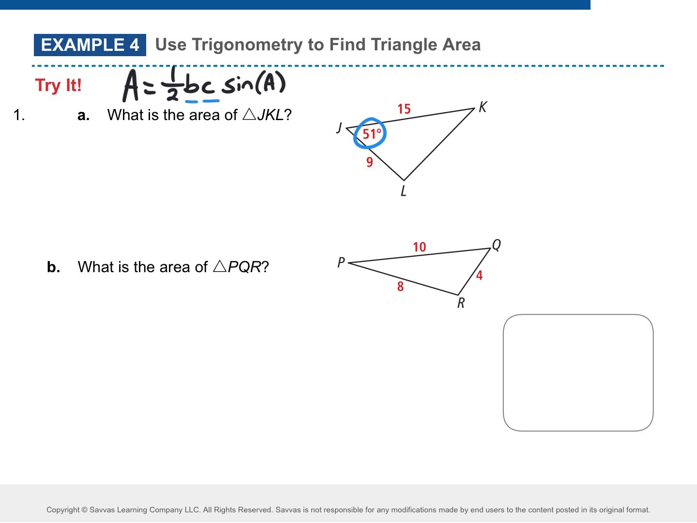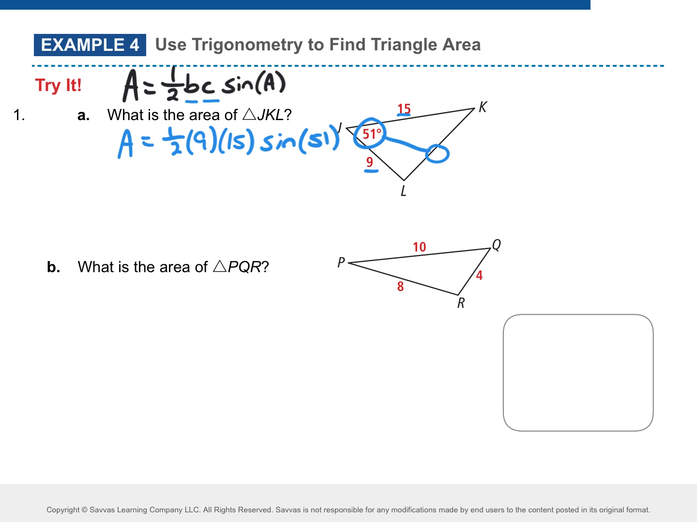What am I going to use for B and C? 9 and 15. Yep, you're going to use the sides that surround that angle. They're the sides that aren't in relation to that angle. So plug in what you know. 1/2, we said B and C is 9 and 15, and then sine of my angle, which is 51.